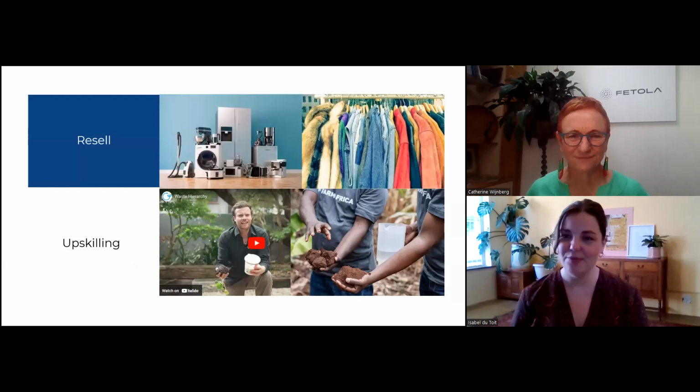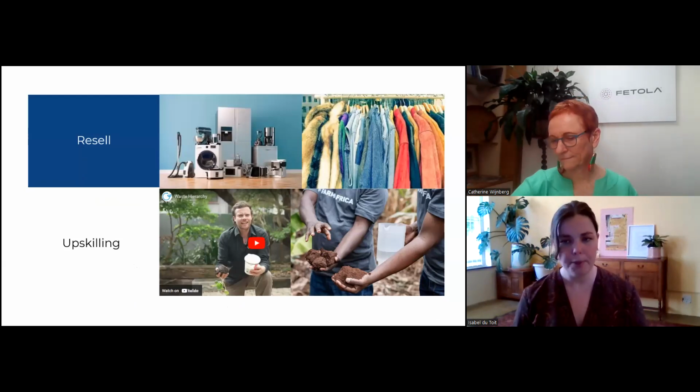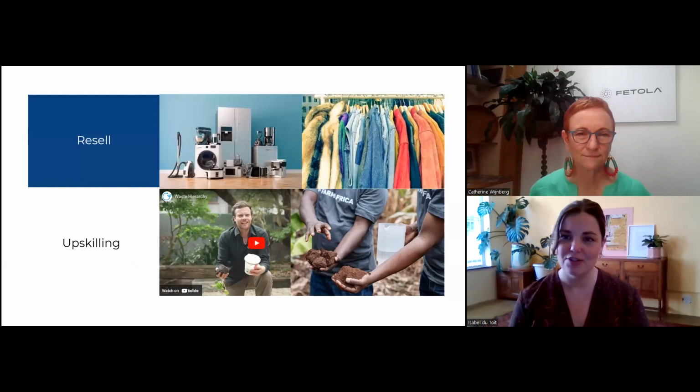And then resell, we all know this one. It's like Facebook Marketplace, just reselling secondhand items. A lot of companies can actually do this by saying, bring back the item that you're no longer very fond of, we'll give you a discount on your next one and we'll resell it as a secondhand item. And that's been taken up quite a lot within these businesses.